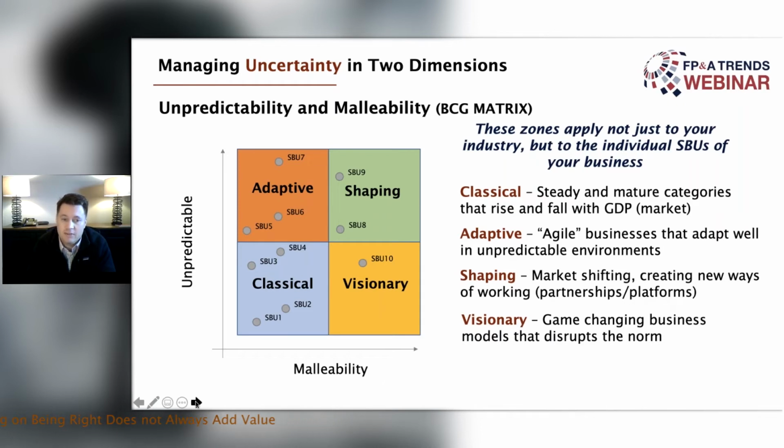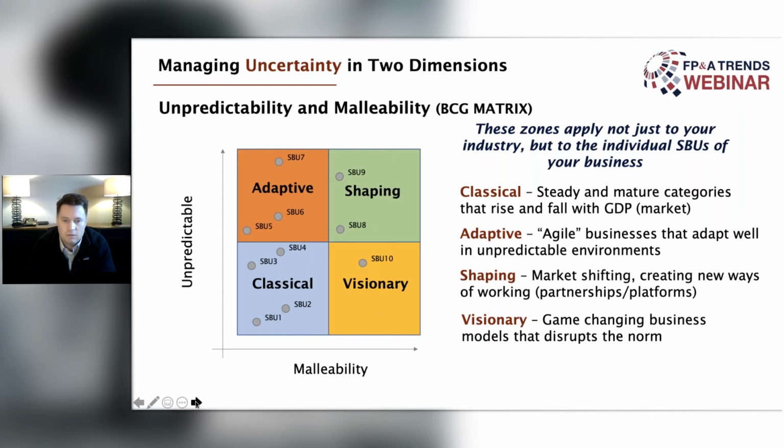Shaping is where you actually have a lot of unpredictability and a lot of shaping capabilities or malleability. In that case, that's a great zone to be in, but it's also a bit of a risky zone to be in. So you tend to partner with other people when you go into that zone. So you're looking at partnerships, joining platforms, and so forth.